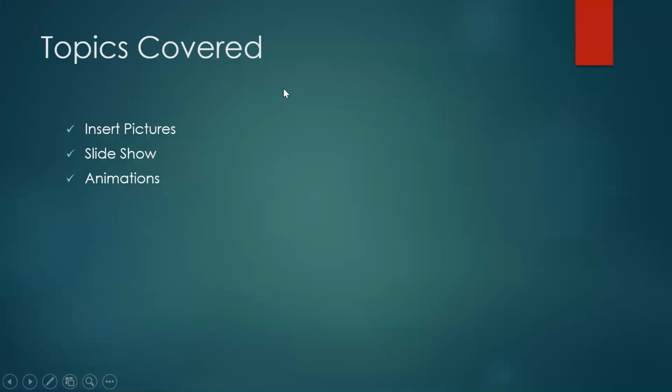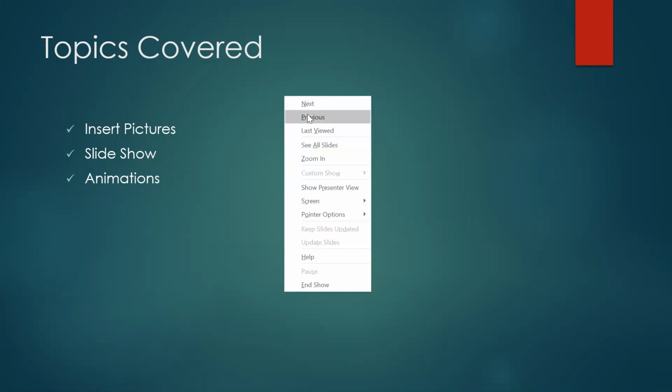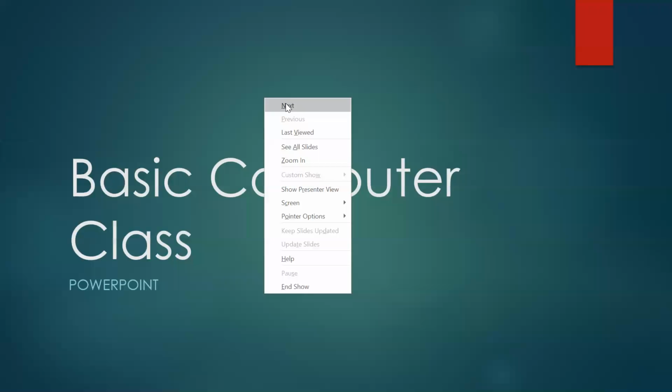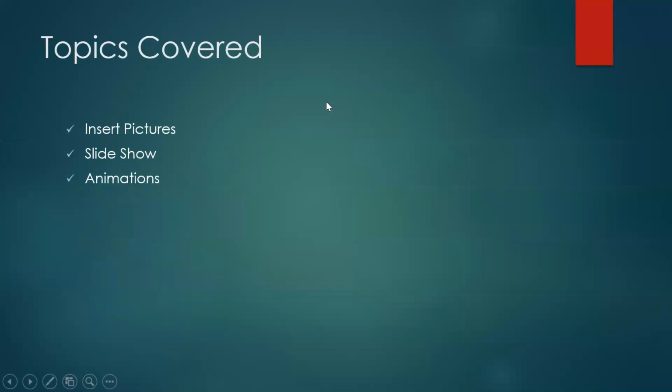So you can do previous. Previous in the sense it moves to the previous slide. You can do next. Okay, so it moves to the next slide. So you can use the right or left click buttons also. So left click will move to the next slide, and right click will move to the previous slide.